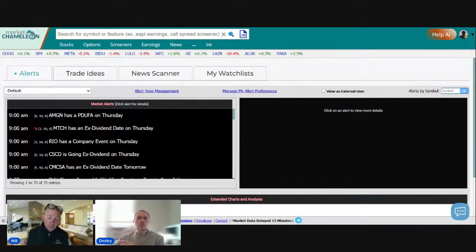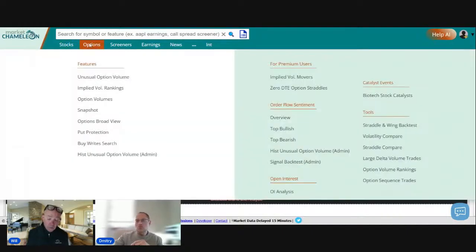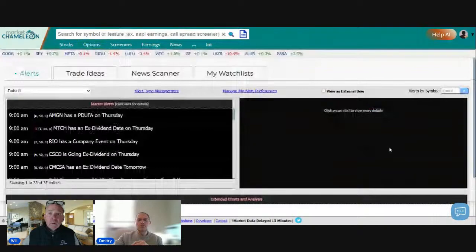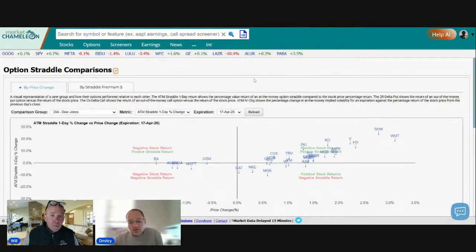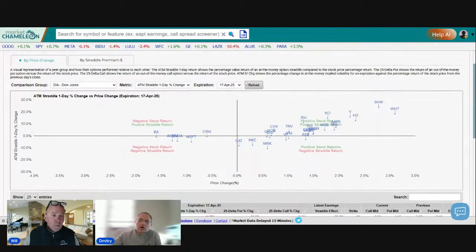So let's first go to this tool. It's up top on the menu under options. If you go to the right-hand side, there under tools, you see Straddle Compare. Click on that, and then you'll come to this page. On this page, it will default to this graph up top, and you could change this graph by controlling these different parameters.